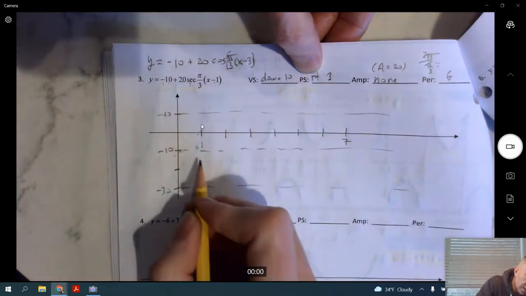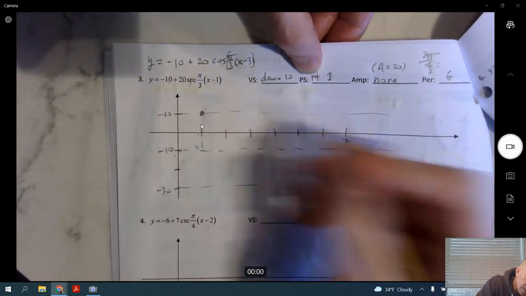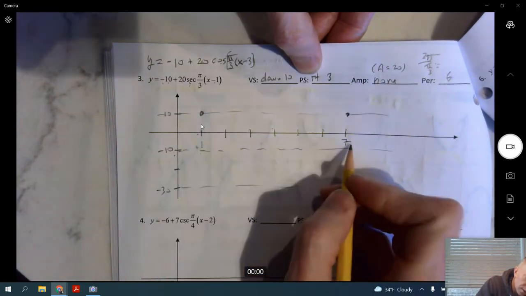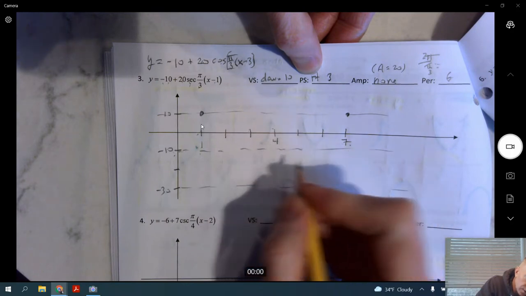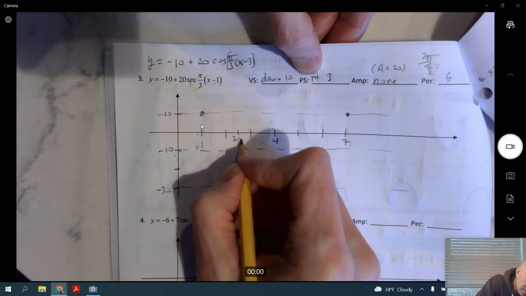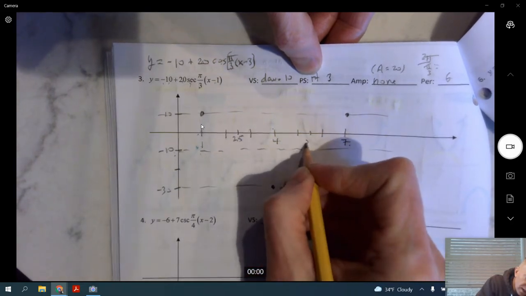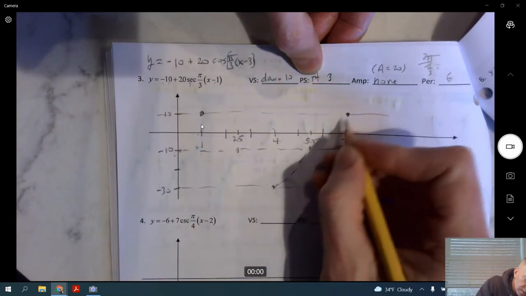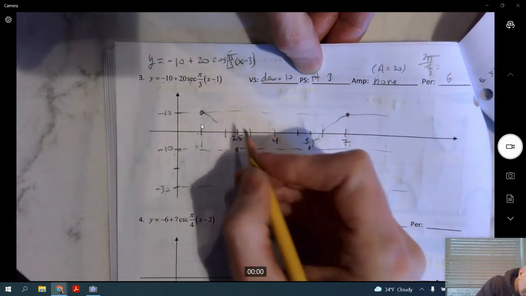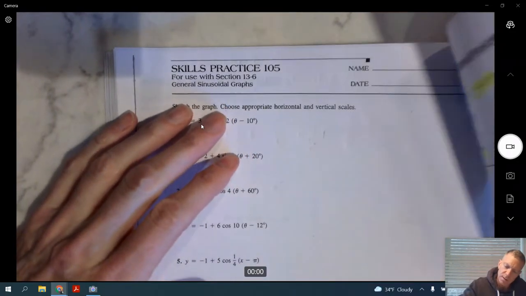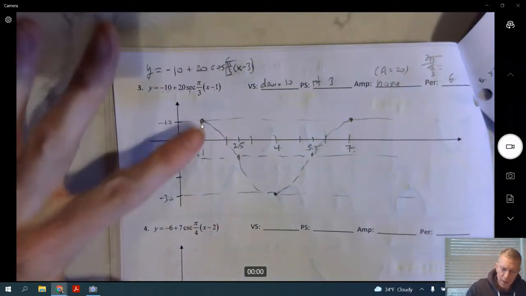The cosine graph is going to start up top, end up top, and halfway through our cycle, so 1 plus 7 is 8, divided by 2 is 4, we're at the bottom. Our quarter marks are going to be 2.5, 4, 5.5. That's our cosine graph.